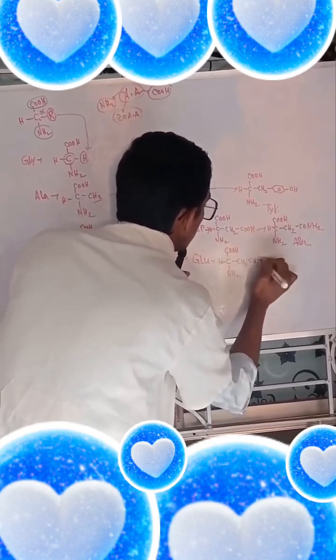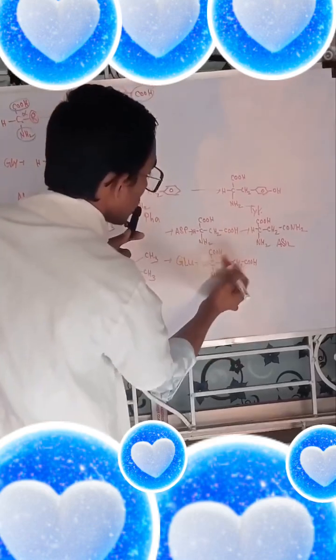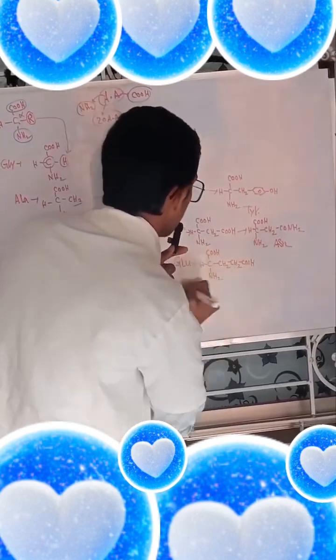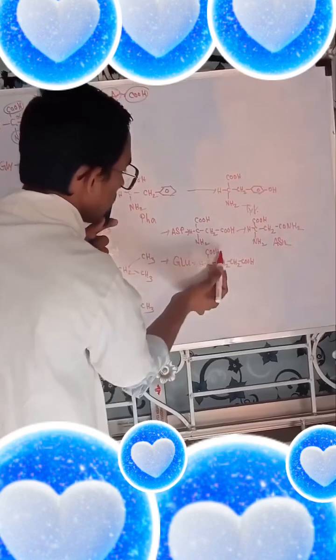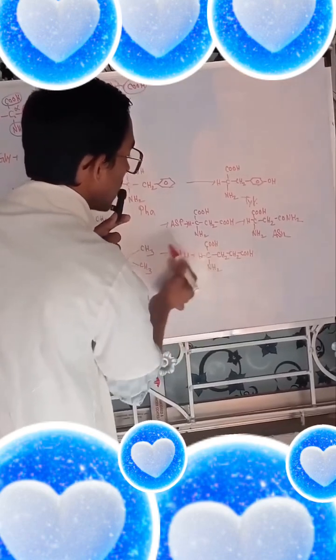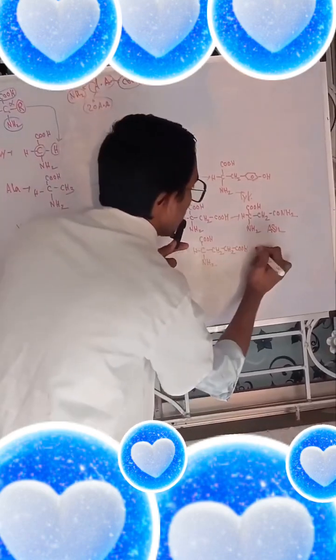CH2, COOH. Just add one CH2 group here. Now this is glutamic acid. You can see the greater number of carboxyl groups. That's why we consider this an acidic amino acid.